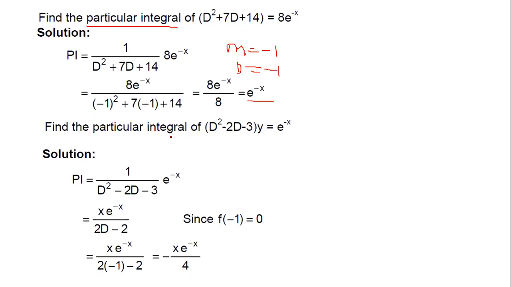Find the particular integral of (D square minus 2D minus 3) y equal to e power minus x. Then we get 1 by D square minus 2D minus 3, e power minus x. What do you have to substitute in the denominator? Substituting D equal to minus 1 in the denominator, what do you get? Minus 1 whole square is plus 1. Minus 2 into minus 1 is plus 2.